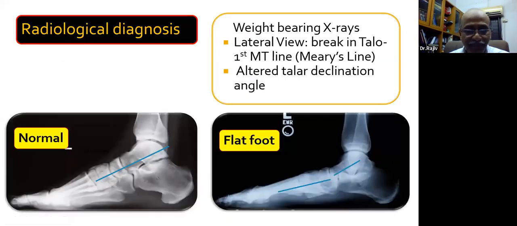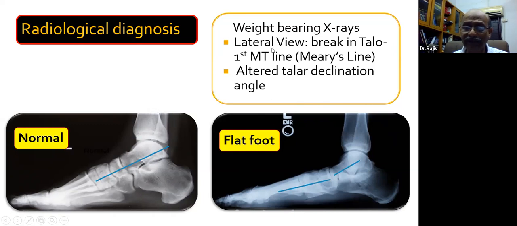In radiodiagnosis, you almost always want to get weight-bearing X-rays. Look at this. This patient's X-ray on the left side was documented as normal. The same patient, when standing and we took the standing X-ray, the whole arch collapsed and the patient was diagnosed to have a flat foot. So every X-ray where you want to diagnose flat foot has to be weight-bearing.